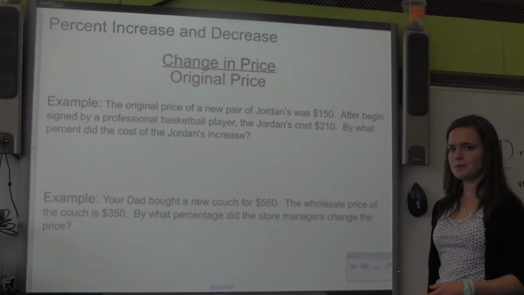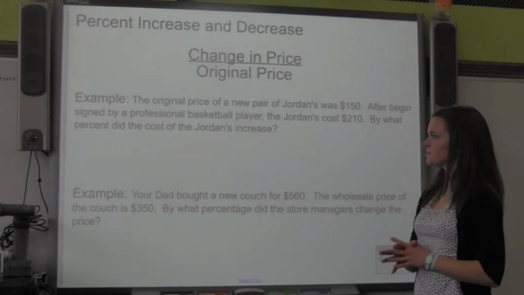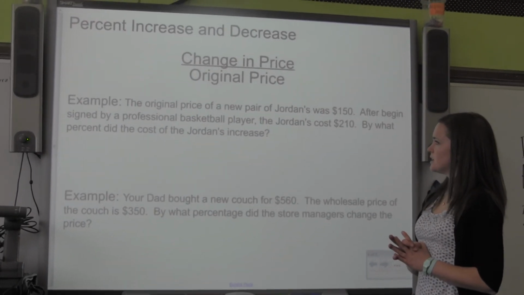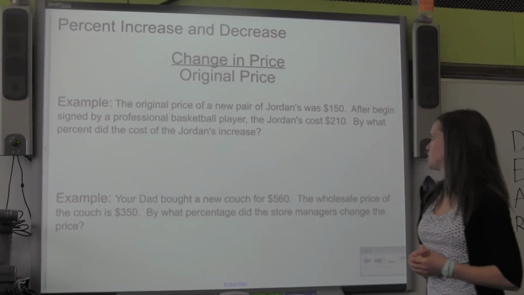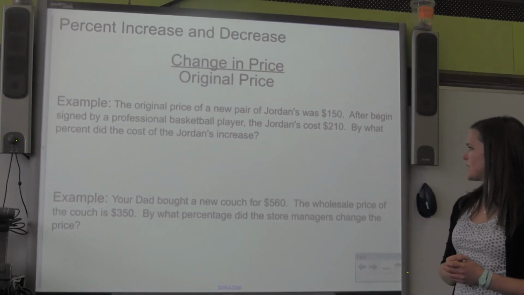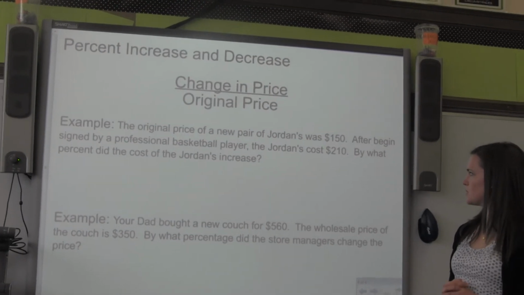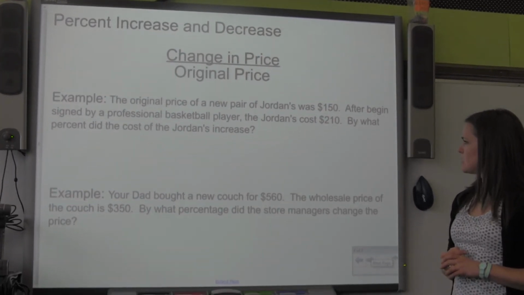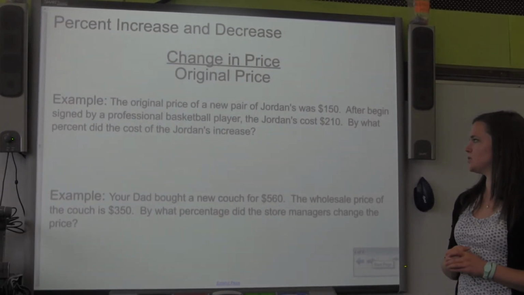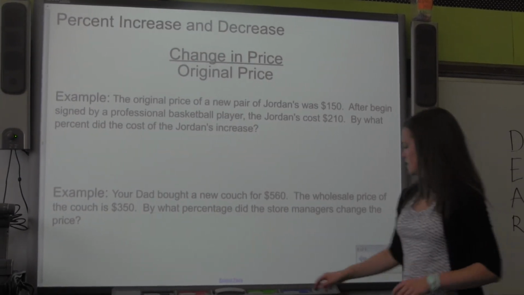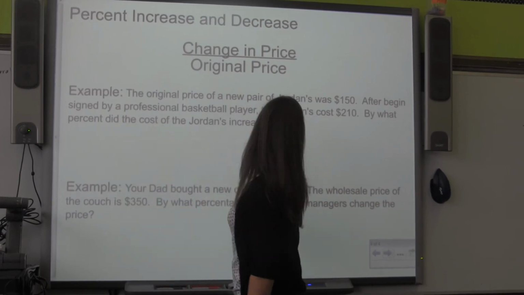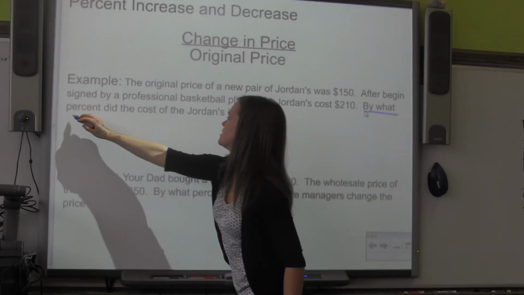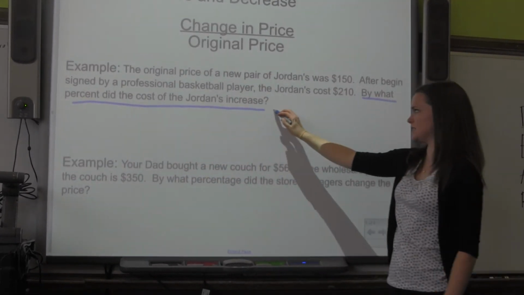All right, now we're going to talk about percent increase and decrease. So, first example, the original price of a new pair of Jordans was $150. After being signed by a professional basketball player, the Jordans cost $210. By what percent did the cost of Jordans increase? So now the question is asking, by what percent did the cost of the Jordans increase?